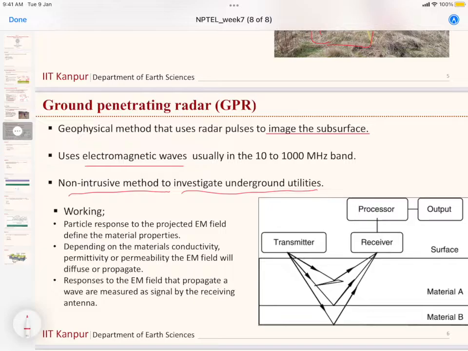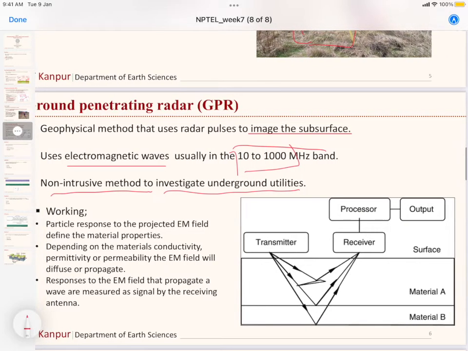There is another method, the seismic method, which we use to map the deeper features of the earth, but since GPR uses very high frequency, the depth of penetration is less. That is why it is majorly used to investigate underground utilities like underlying cables and pipelines, all these kinds of features which lie at the meter scale.